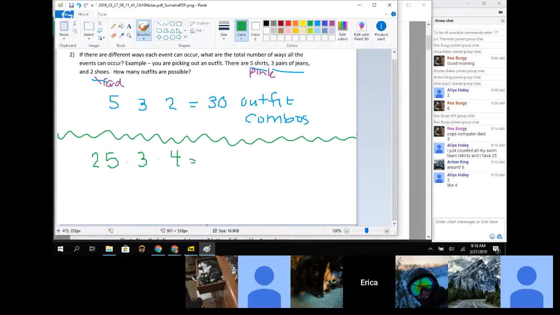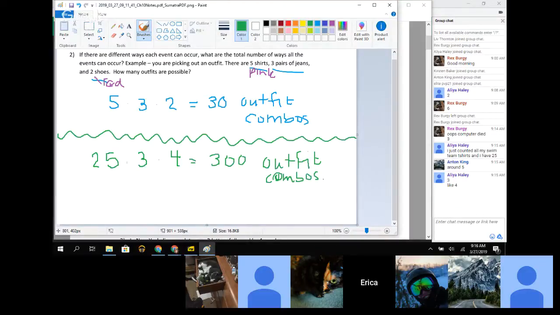Okay. So if Aaliyah wanted to come up with an outfit in the morning, she's trying to decide what to wear. How many different combinations does she have? So we would do 25 shirts times 3 pairs of pants times 4 pairs of shoes. So she has 300 different outfit combinations to wear.